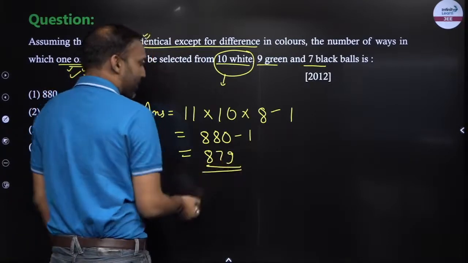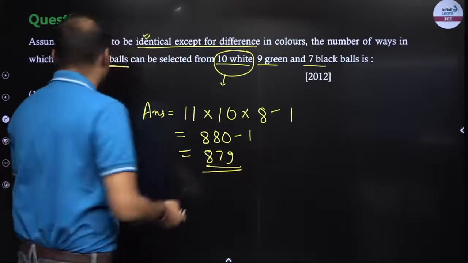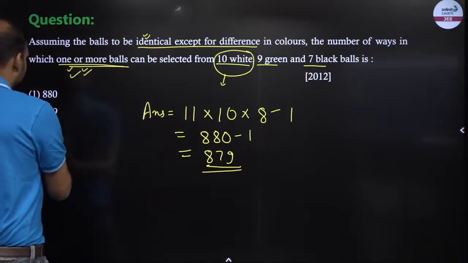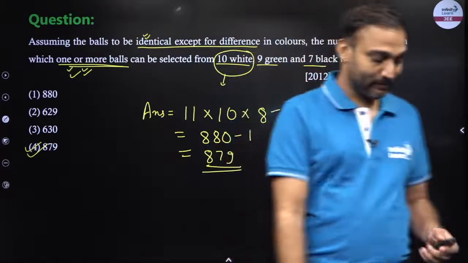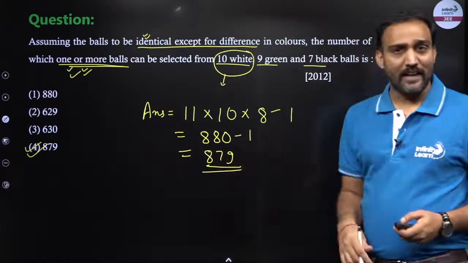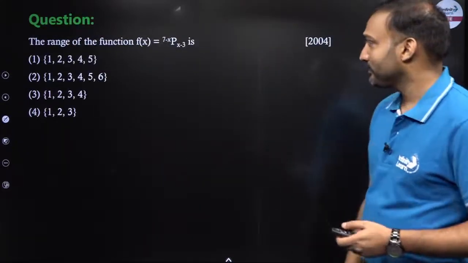Because if you check the options, you will also find 880 among them, which is option number 1. But the correct answer is 879. That is option number 4. Right? So let us move on to the next example now.